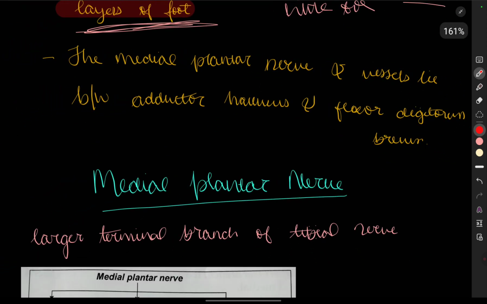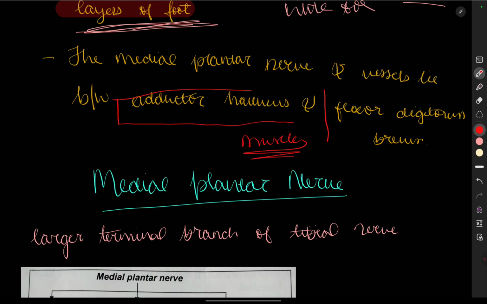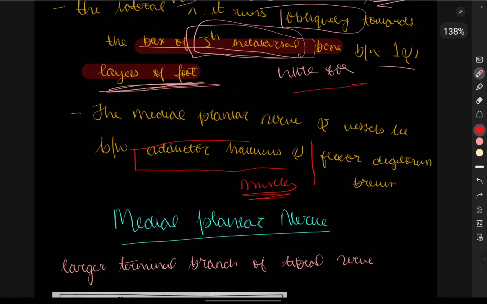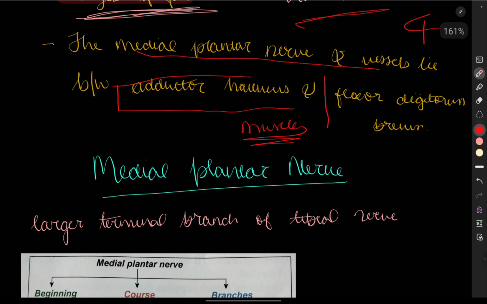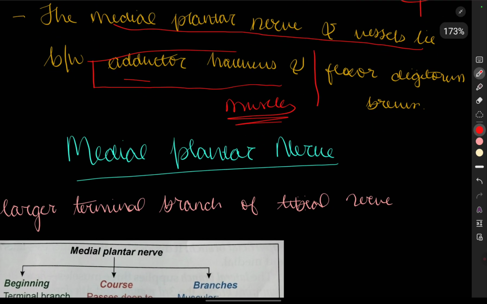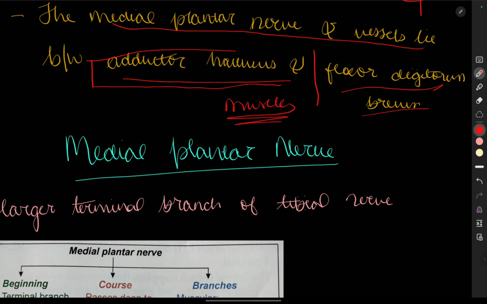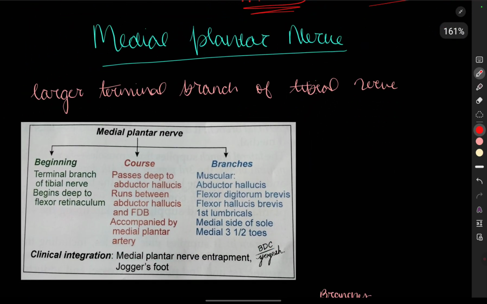The medial plantar nerve and vessels lie between the abductor hallucis and the flexor digitorum brevis muscles. So these are the muscles lying between the first and second layers. As we have already said, there are four layers of the foot, and these lie in between the layers. So the medial plantar nerve and the vessels lie between the abductor hallucis and the flexor digitorum brevis.